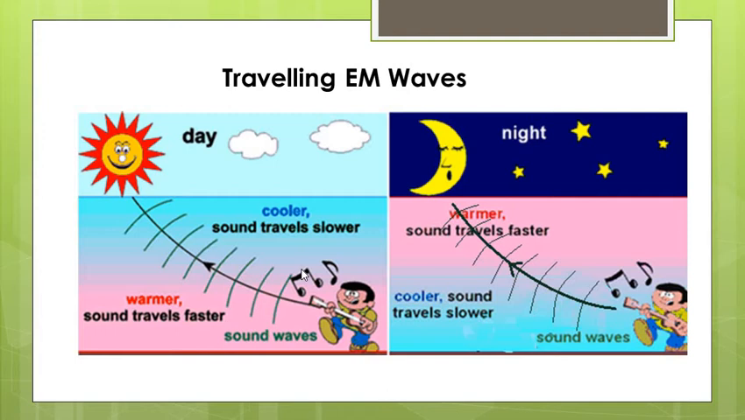So you can see the electromagnetic wave which is traveling. The person here is singing a song. So the sound travels in the form of electromagnetic waves. You can see the properties of these electromagnetic waves. When the temperature is warm, the sound travels faster, and when the temperature is cool, the sound travels slower. Similar is the case during the night also. In case of warm temperature, the sound travels faster, and in case of cool temperature, the sound travels slower.